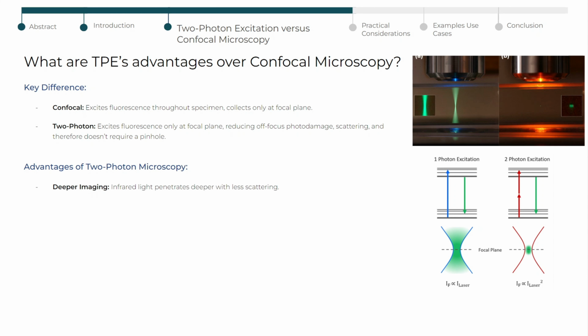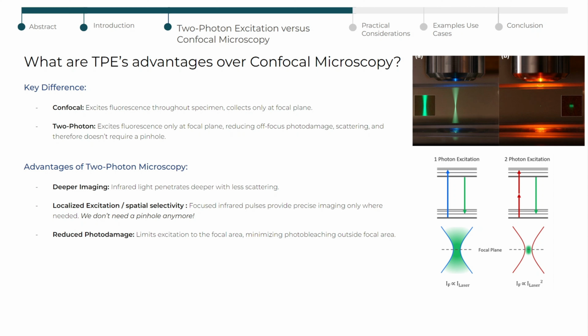First, the fact that we are using longer wavelength photons would result in deeper imaging, because infrared light is able to penetrate deeper with less scattering. Also, focused infrared pulses provide precise imaging only where needed, thanks to its nonlinearity, which would mean better spatial selectivity. This allows us not only to get rid of the pinhole, but also reduce photo damage that is caused by exciting parts above and below the focal plane.